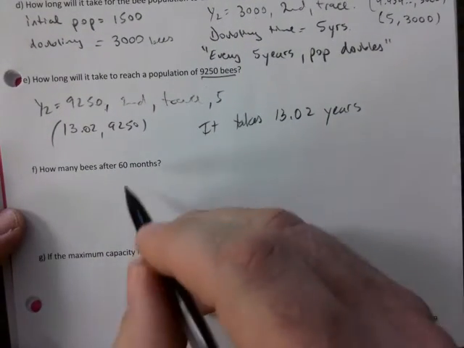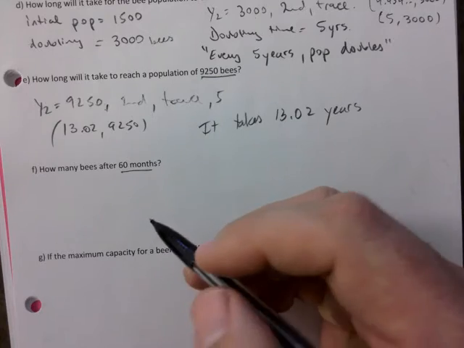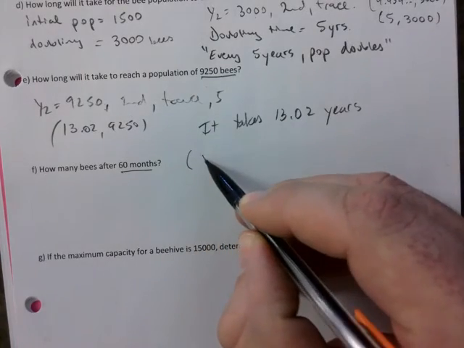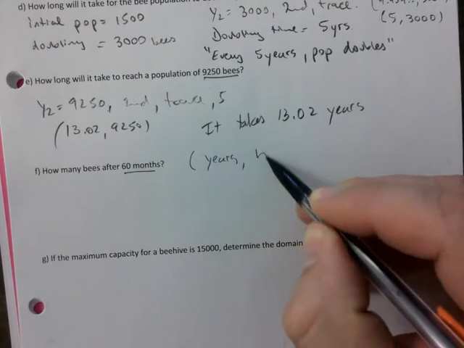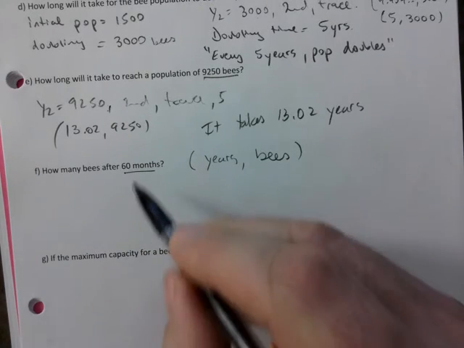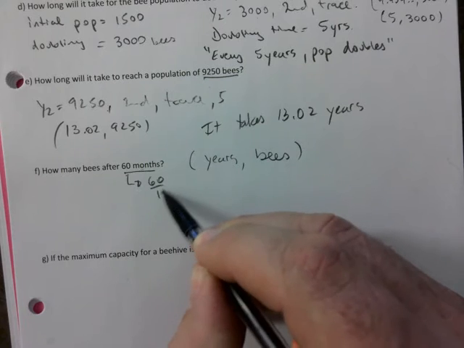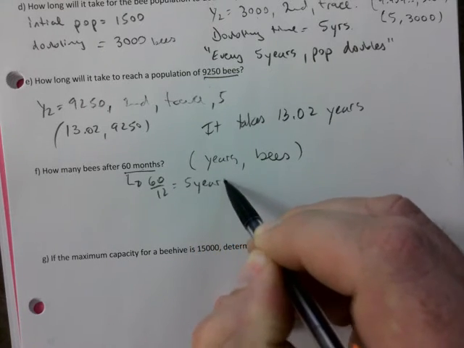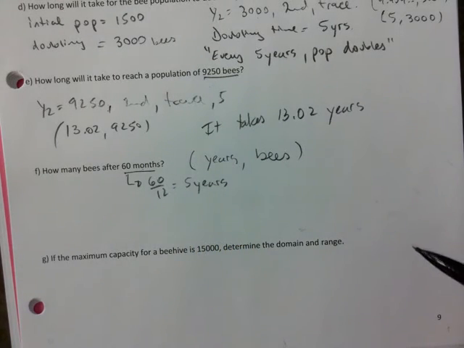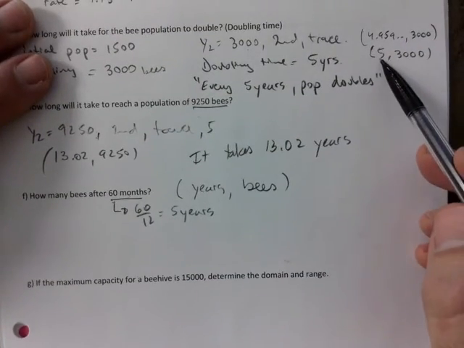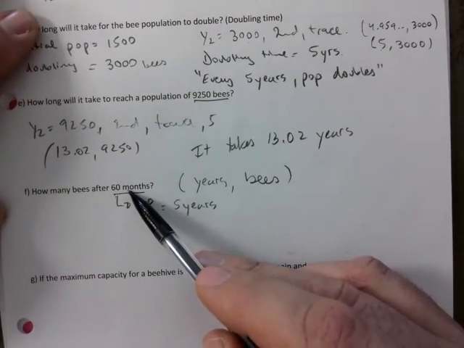How many bees after 60 months? I'm tricking you here, right? Remember, time is in years. It's years, bees. That's what our time is. So watch out, right? This would be the equivalent of 60 divided by 12, which is 5 years, right? We actually know that because we just figured it out here. I shouldn't have used 60. I should have used 72.